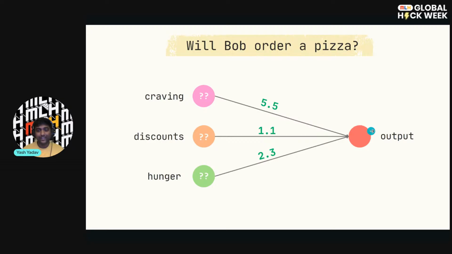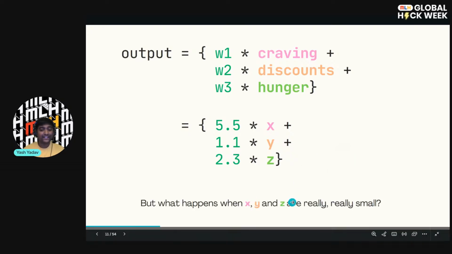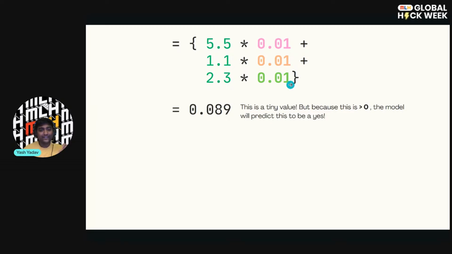And then you get an output. So when we represent this in the form of X, Y, and Z, what happens is what Pomatus says: when X, Y, and Z are really, really small, something goes wrong. For example, if the value of X, Y, and Z is like 0.001, the value is above zero. Let's look beyond the mathematics and see what's really happening here. Bob is barely hungry, barely craving any pizza, and there are no discounts at all.